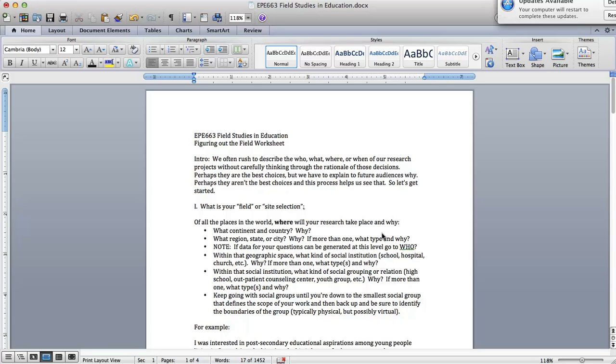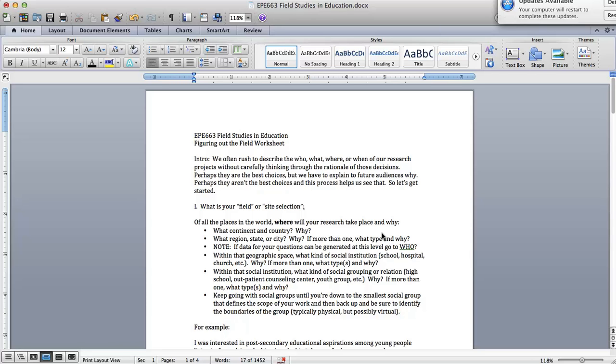But as you develop your projects, it's a good idea to tack back and forth between the practical things that you've been thinking about and the conceptual matters that you need to resolve as you write your proposal. So I'm just going to walk through this worksheet, and then I'll link to it on our page.